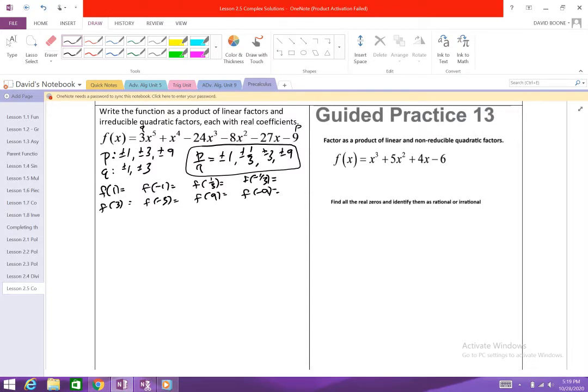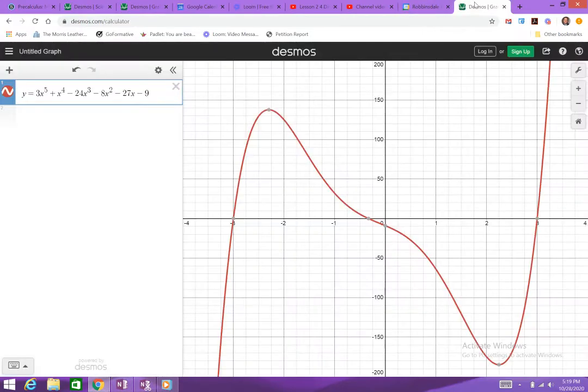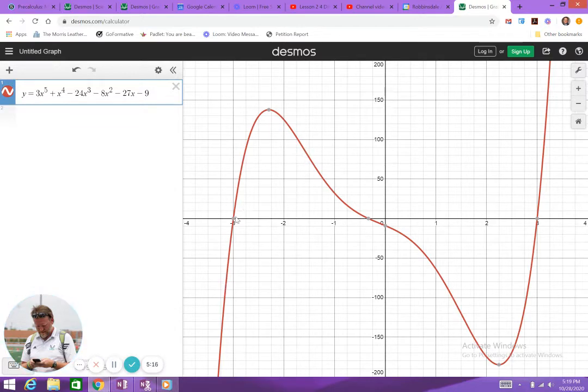Well, we can fudge this a little bit and have the calculator help us narrow down which ones we can pick. That's what I've got here. If we take a peek back at our Desmos, I've already typed that equation in, and we can see the graph. We can see that there are 3 places where it crosses the x-axis. So I do have 3 real roots.